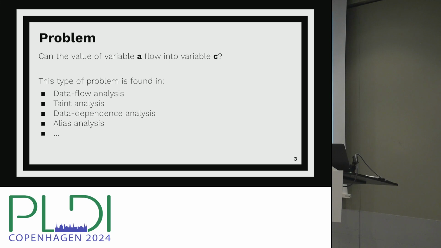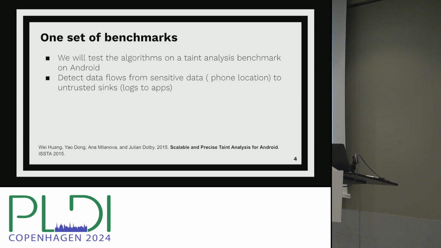That's very simple. You can imagine all the applications that this can have in all these different types of static analysis. We're going to focus on one specific set of benchmarks here just to exemplify our tests. We're testing on a taint analysis benchmark on Android, essentially seeing if you taint a variable. So, is there a flow from some sensitive data, such as your phone's location, to somewhere you don't want it to be, like an untrusted sink, a log, or an app that might be malicious?